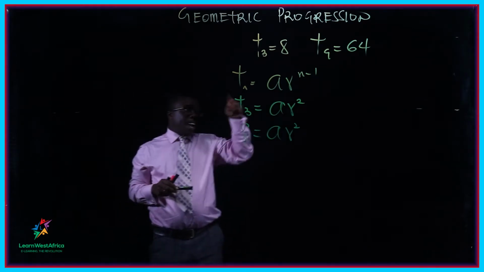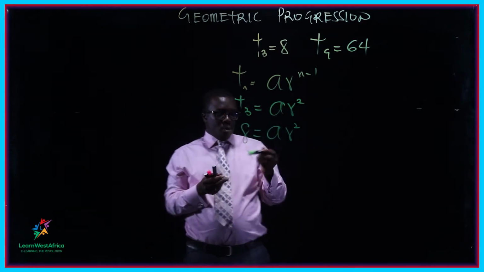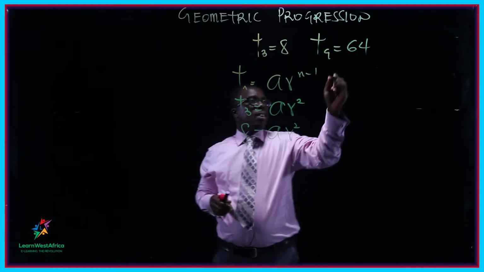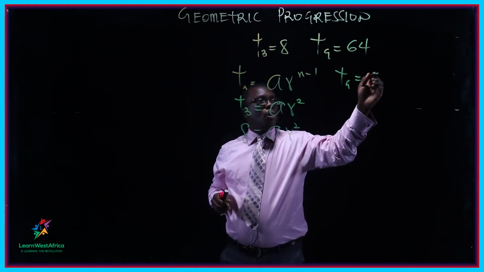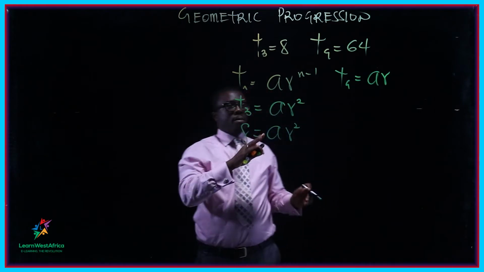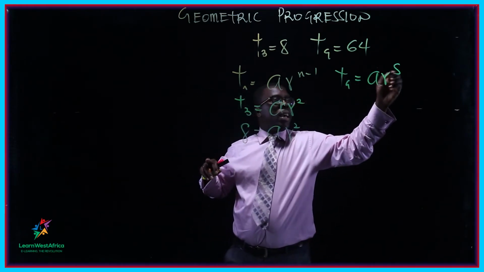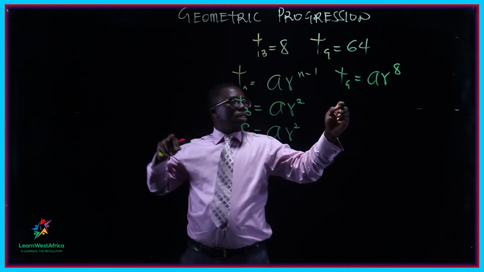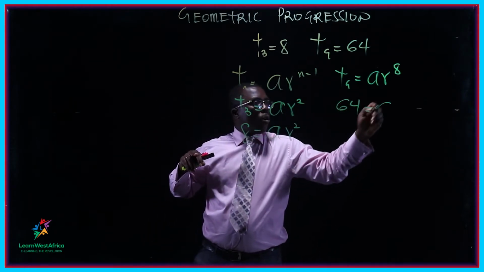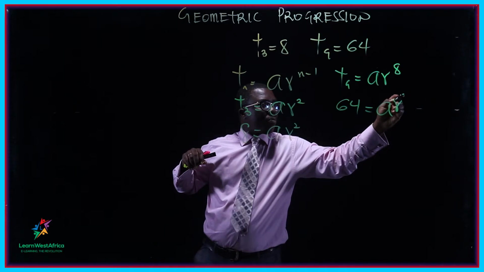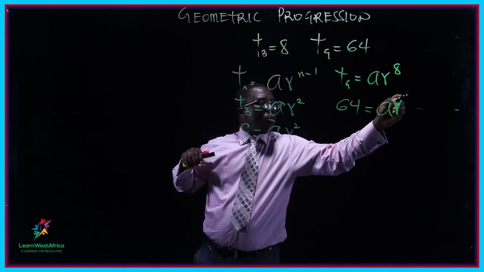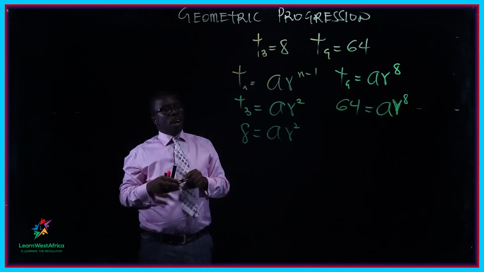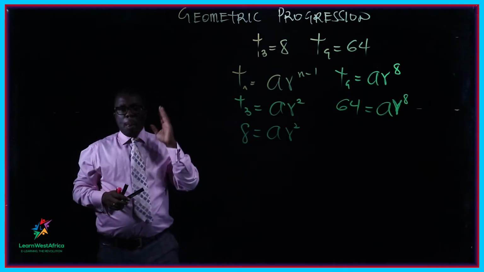It says that the ninth term is 64. Likewise, we just work with that. T9 is equal to AR to the power 9 minus 1, which will give you 8. Okay? So here we can therefore say that 64 is equal to AR raised to the power 8. Okay, so now guys, watch this.